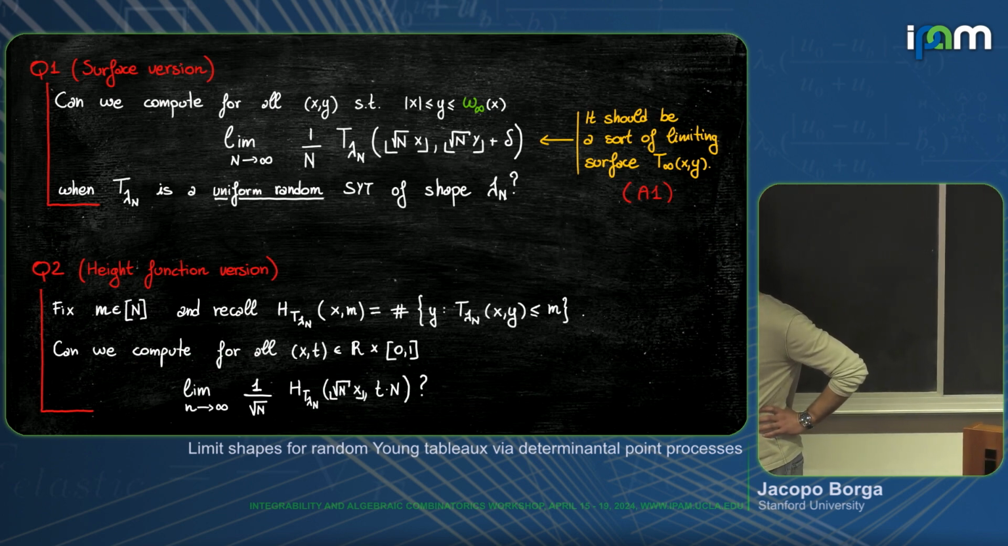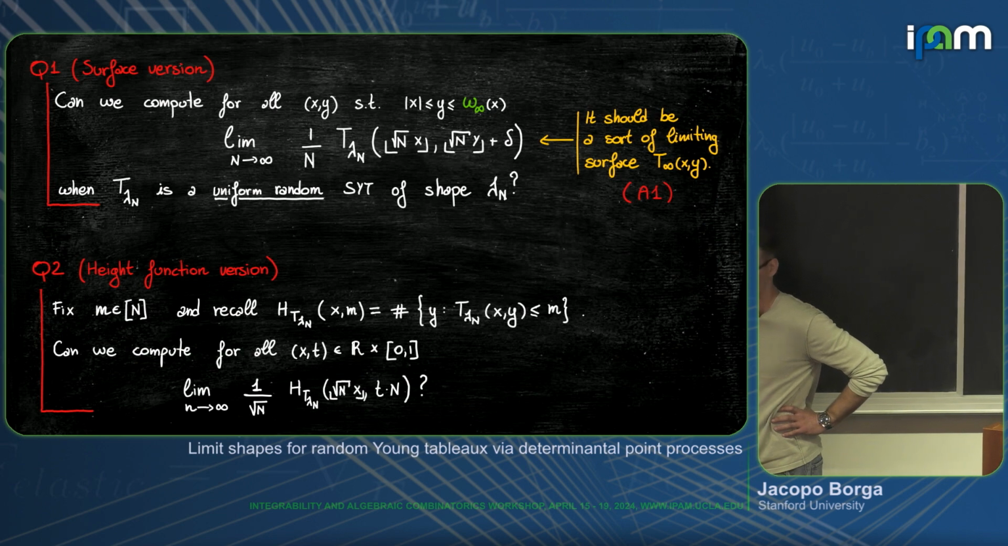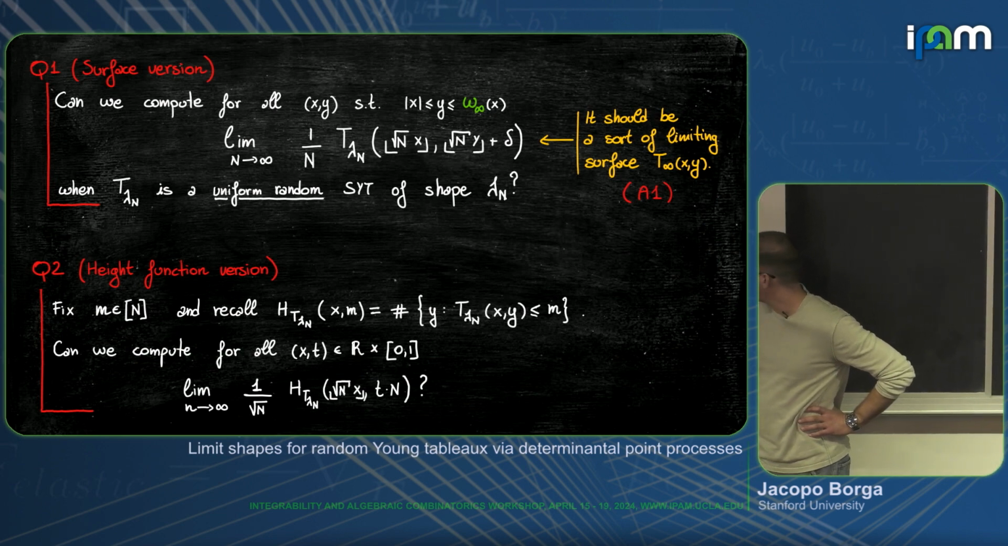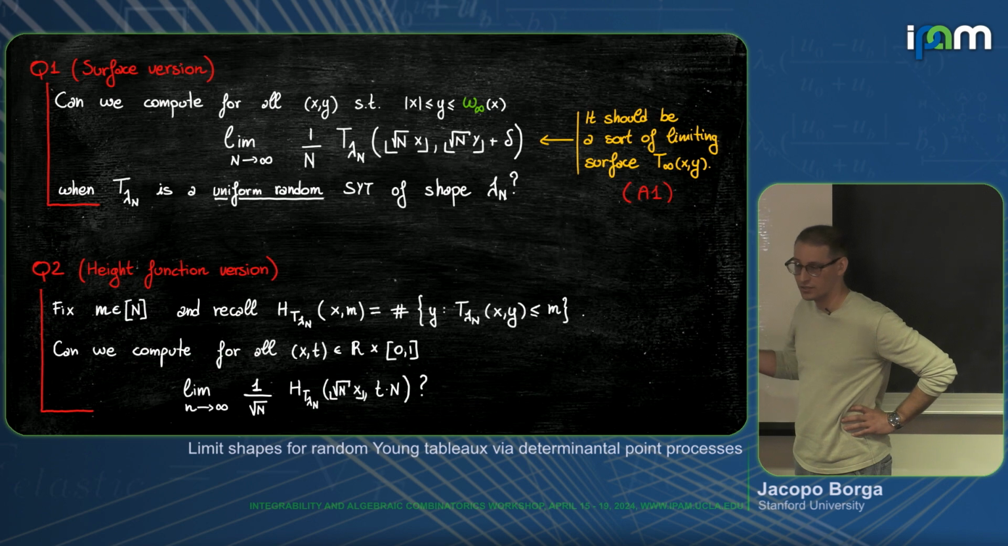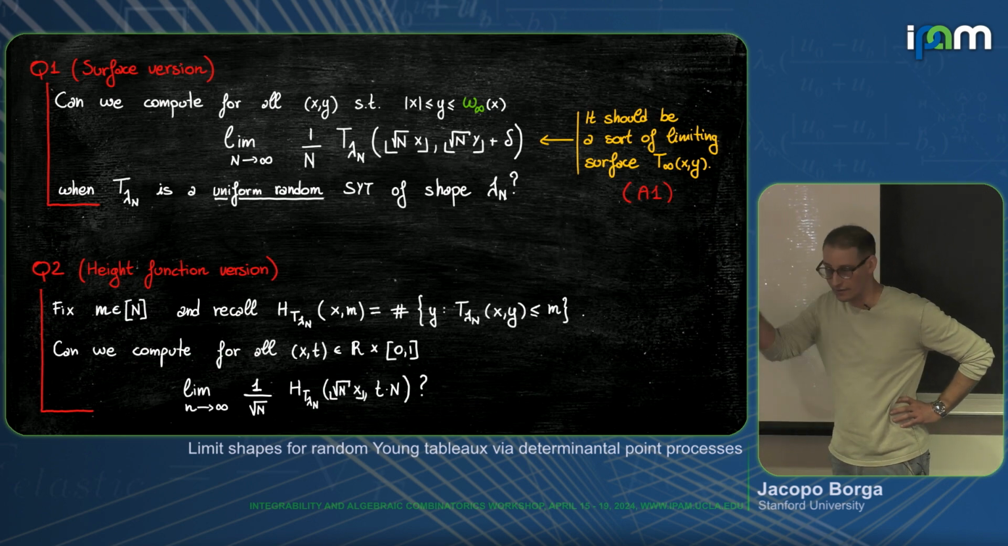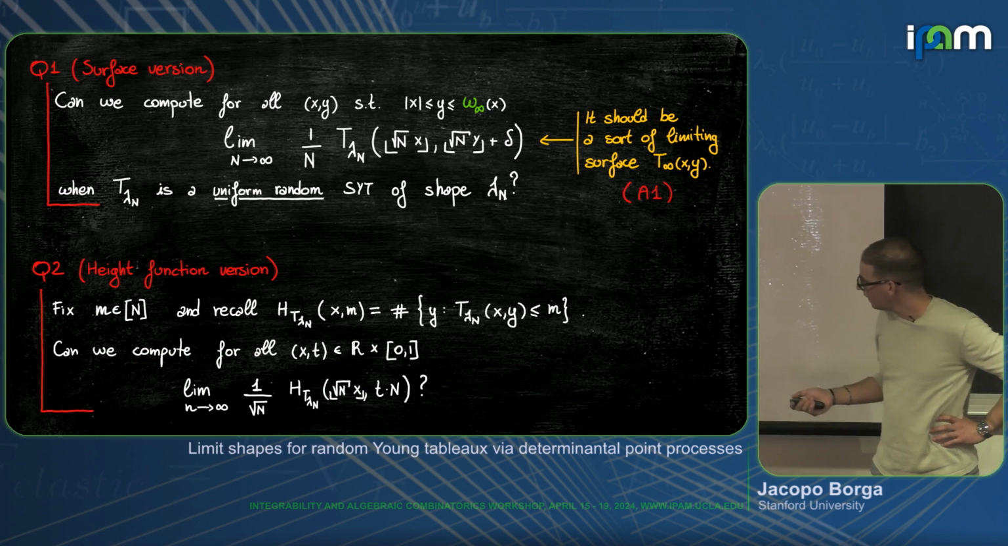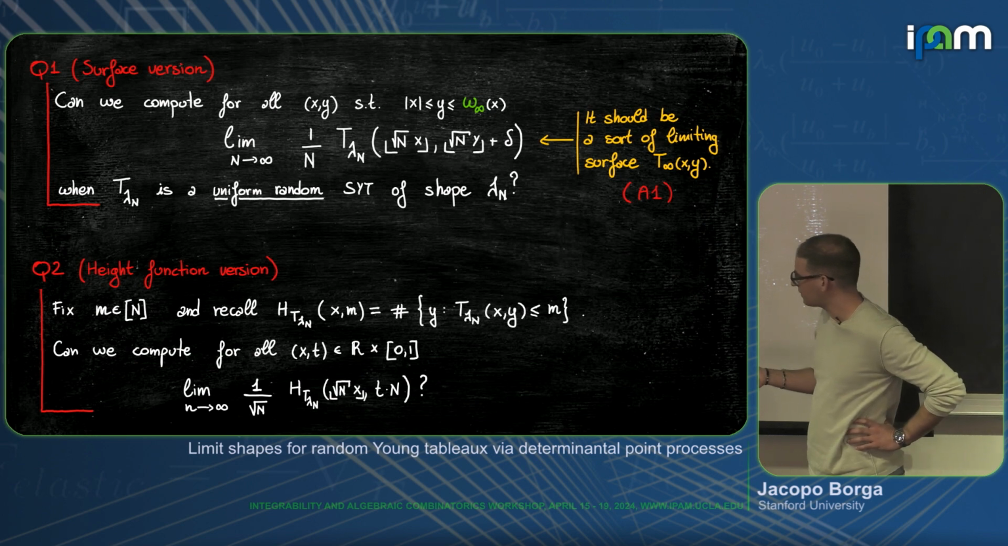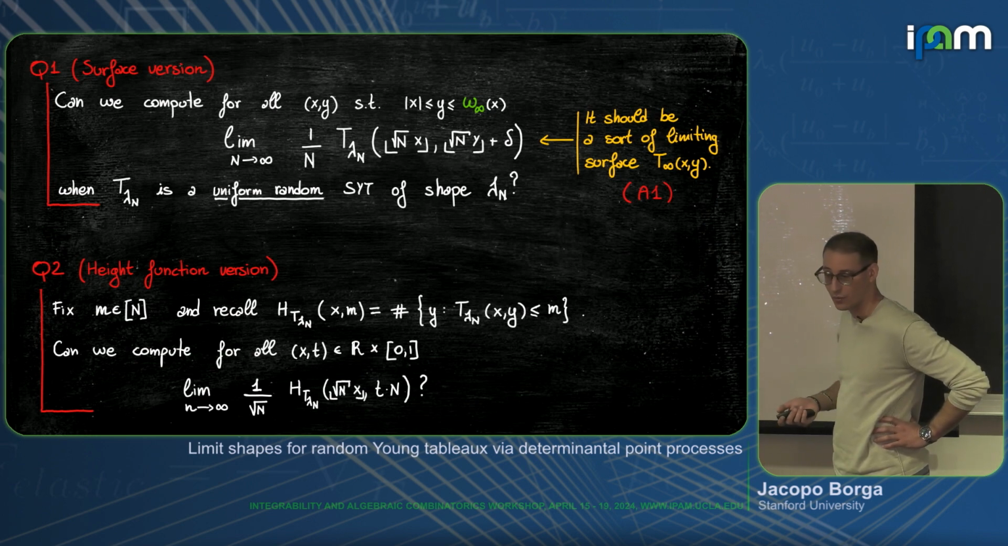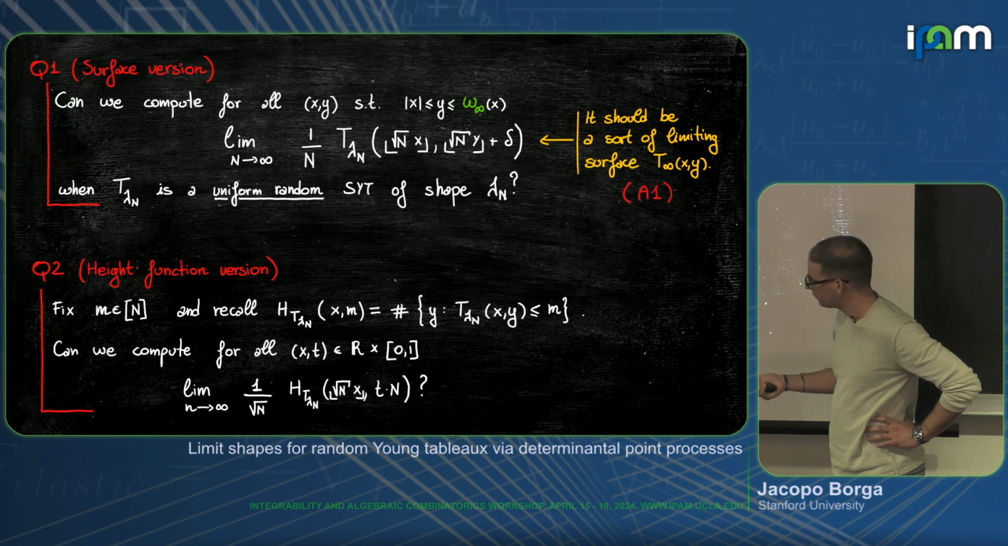So let me do it formally. H_x(m) is the function that I defined before. It's counting how many boxes take a value less than m along the x coordinate. And now you fix x and t. x is a real number, t is between 0 and 1, and you want to compute this limit.